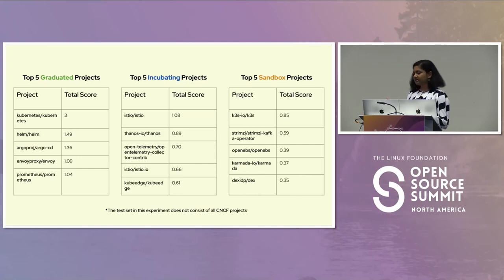And this is also tested for the more recent 3 years of data that we collected from 2020 to 2023. Based on those analyses, these are some interesting projects that we saw. For example, some of the incubating popular projects now are Thanos, Istio. Some of the sandbox projects that are gaining more attraction now are the DEX project, the K3S project, the Kafka operator projects, and so on.